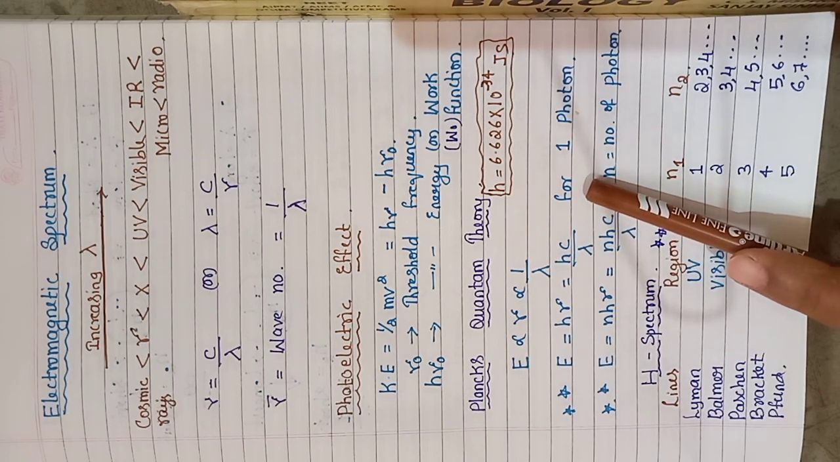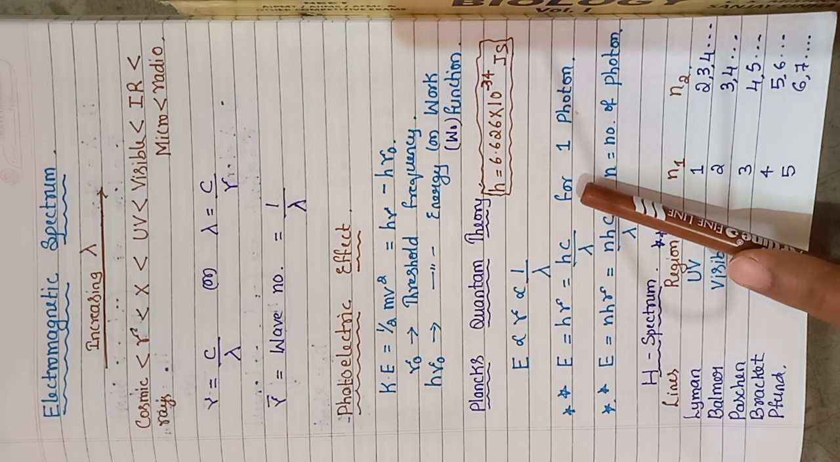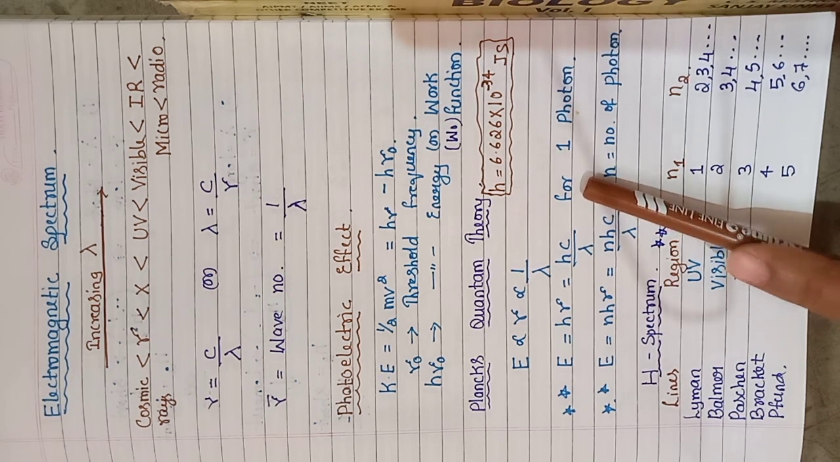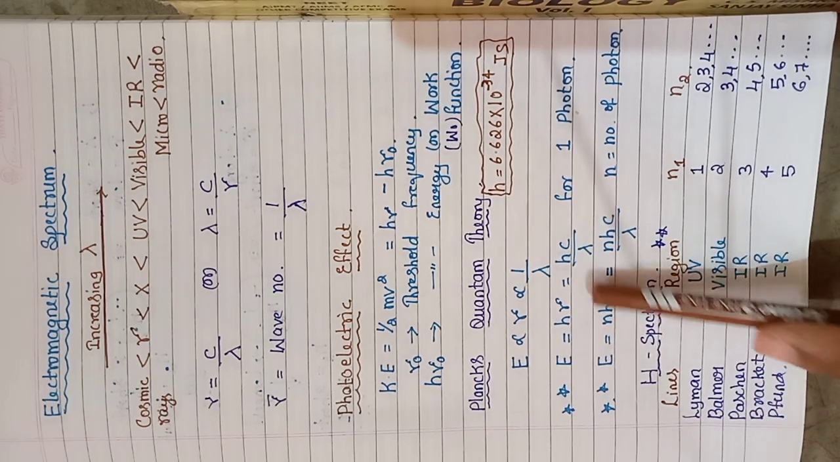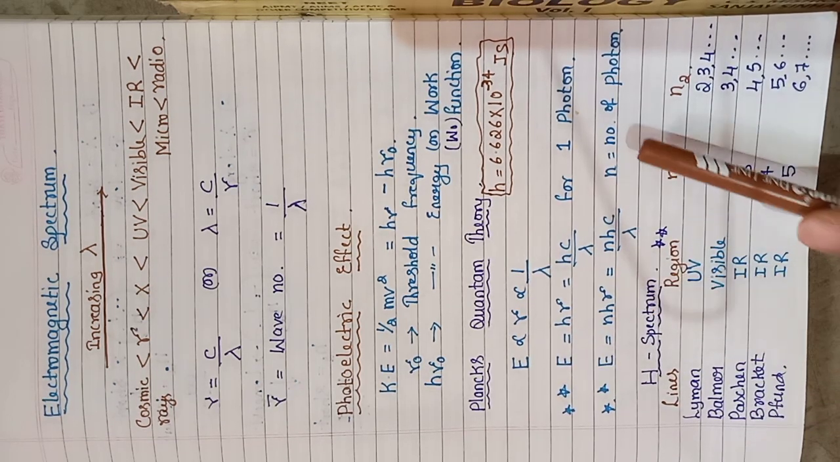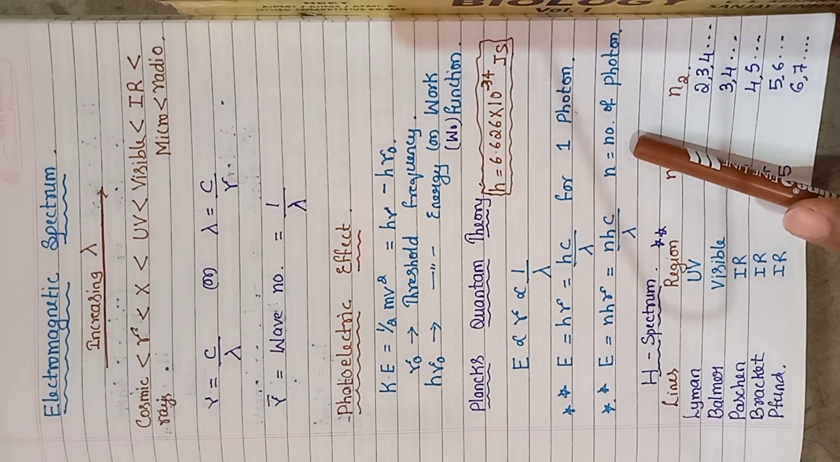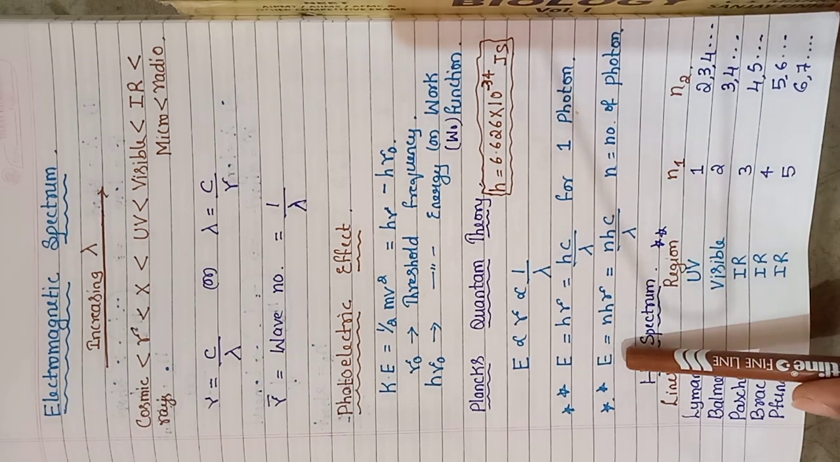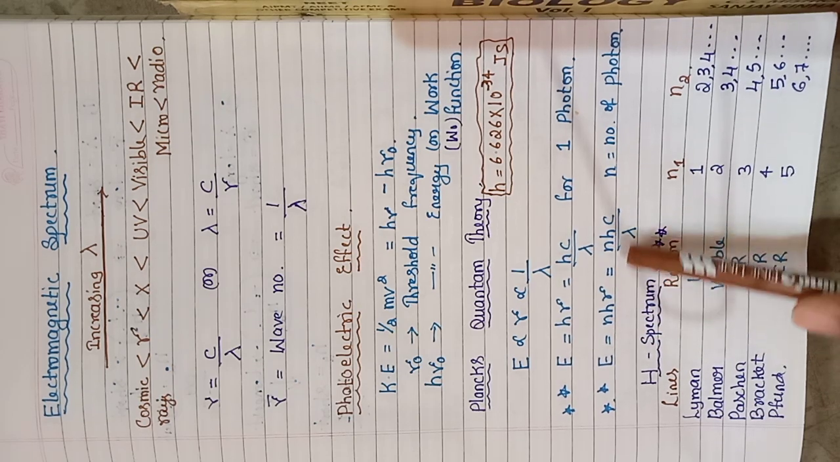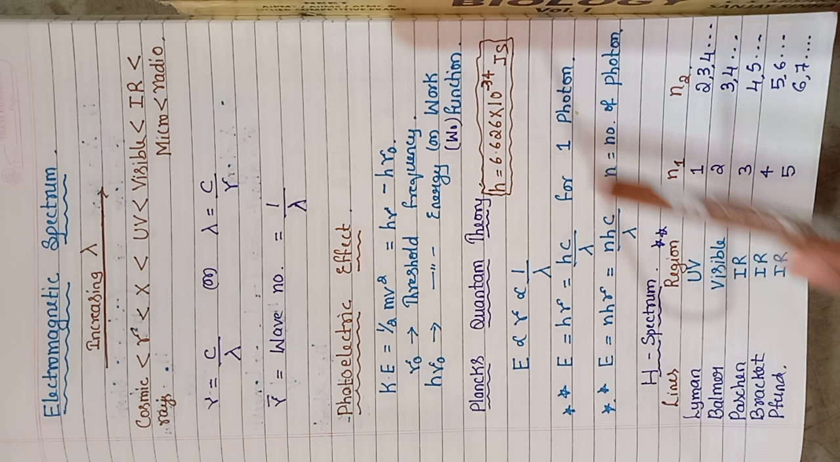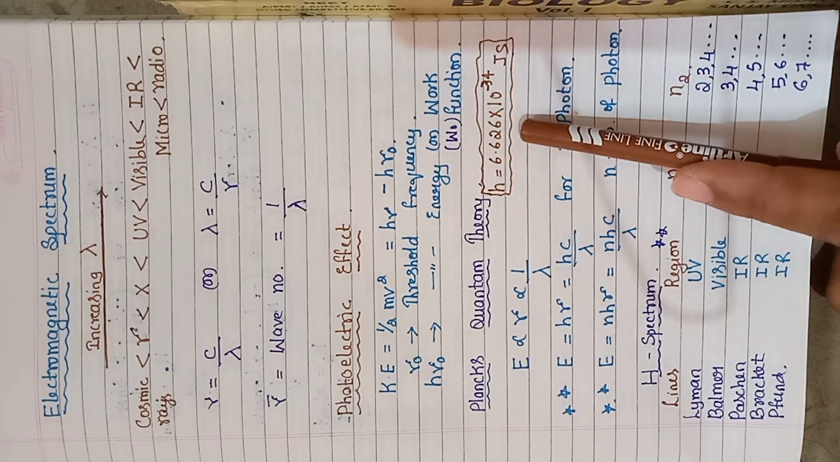According to Planck's quantum theory, if you want to calculate the energy of 1 photon, then you have to use this formula: E is equal to hc by lambda. Whereas for n number of photons, you have to use this formula: E is equal to n h mu, or E is equal to n hc by lambda, where h is the Planck's constant. This is the value of Planck's constant.